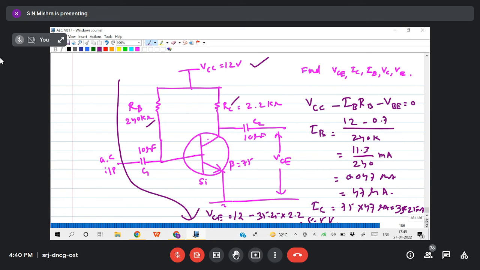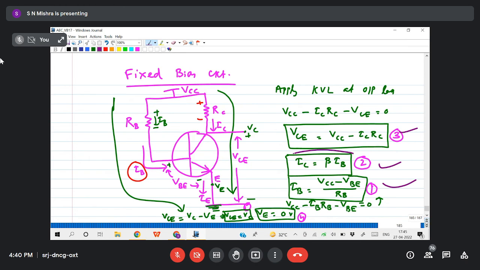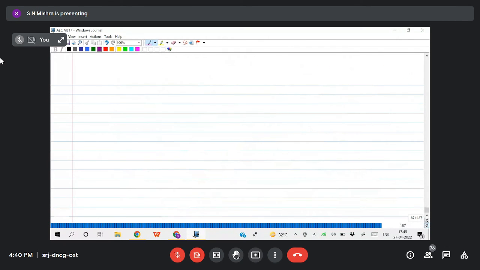Okay, but the disadvantage: if you observe here, IC equals beta IB. Here the leakage current is not mentioned. If the leakage current is included, then IC equals beta IB plus (beta plus 1) ICBO. Now if I find del IC by del ICBO, the partial derivative with respect to ICBO, then what will I get?